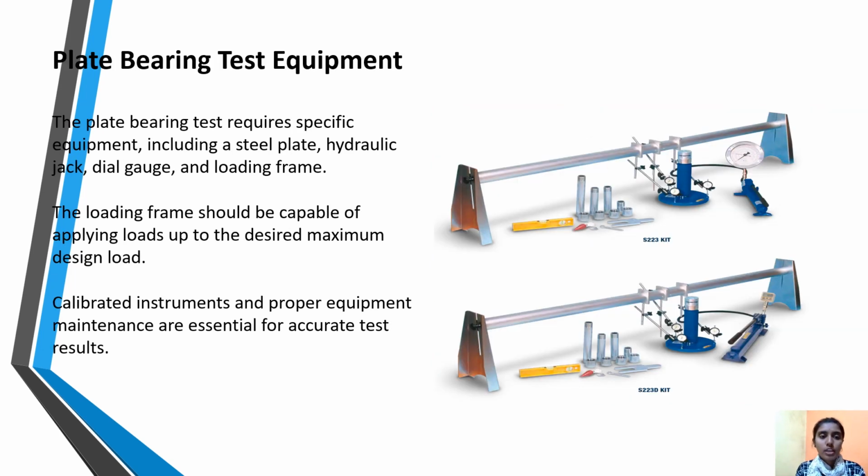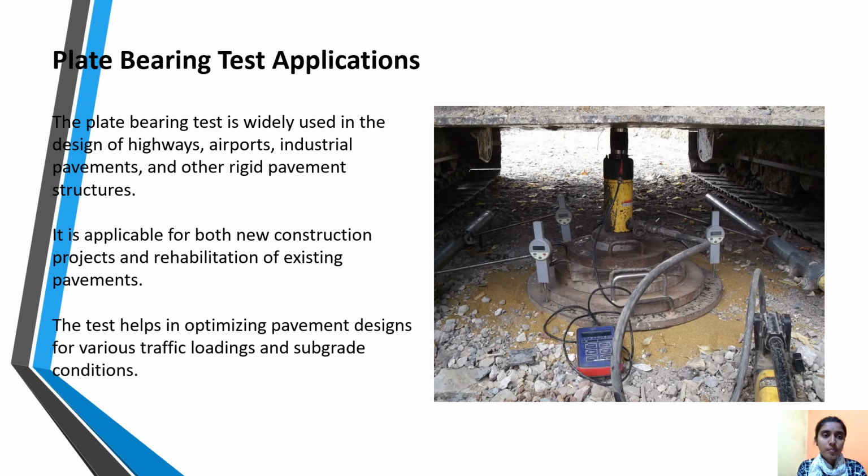Plate bearing test equipment. The plate bearing test requires specific equipment including a steel plate, hydraulic jack, dial gauge, and load frame. The loading frame should be capable of applying loads up to the desired maximum design load. Calibrated instruments and proper equipment maintenance are essential for accurate test results.